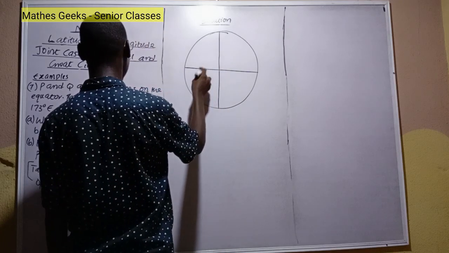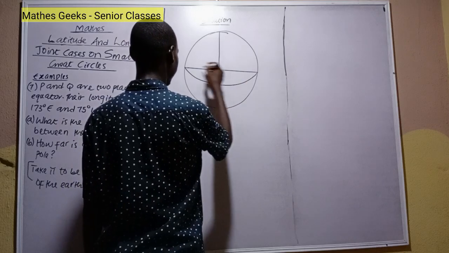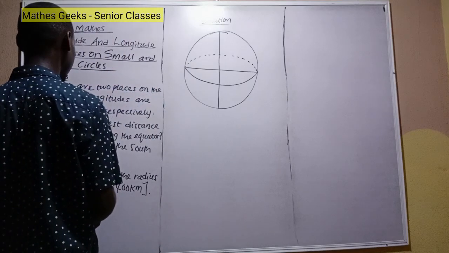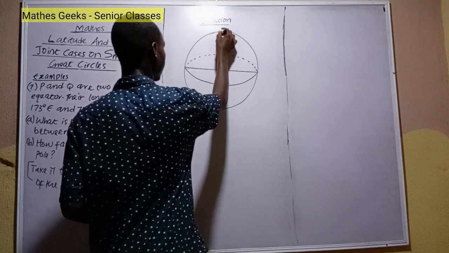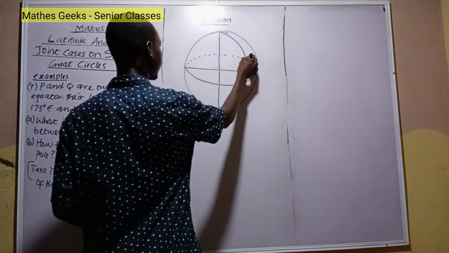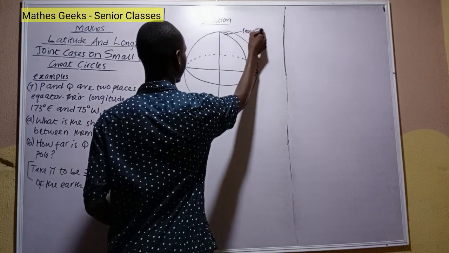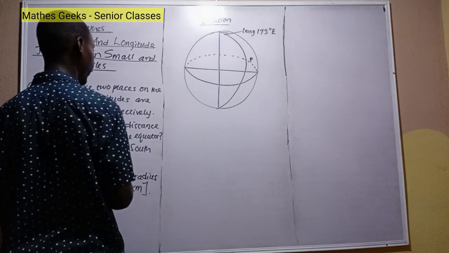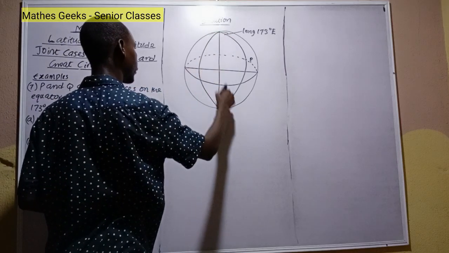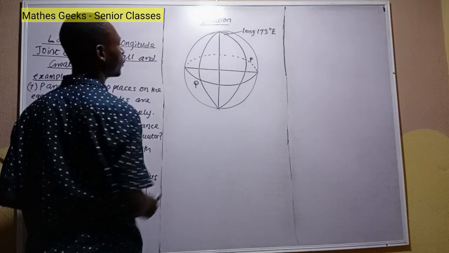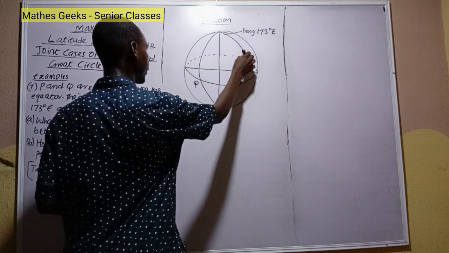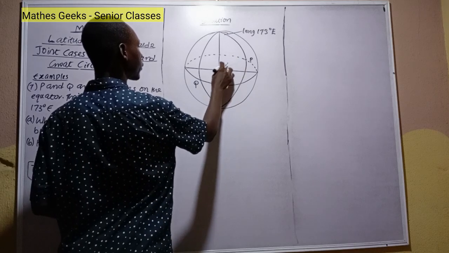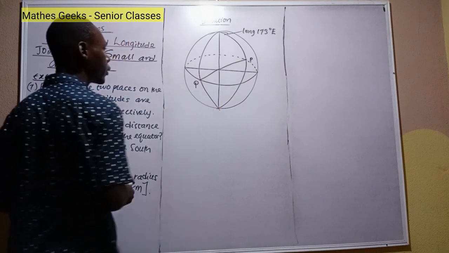So P is on the equator. Point P is longitude 173 degrees east. And then point Q is on 75 degrees west.